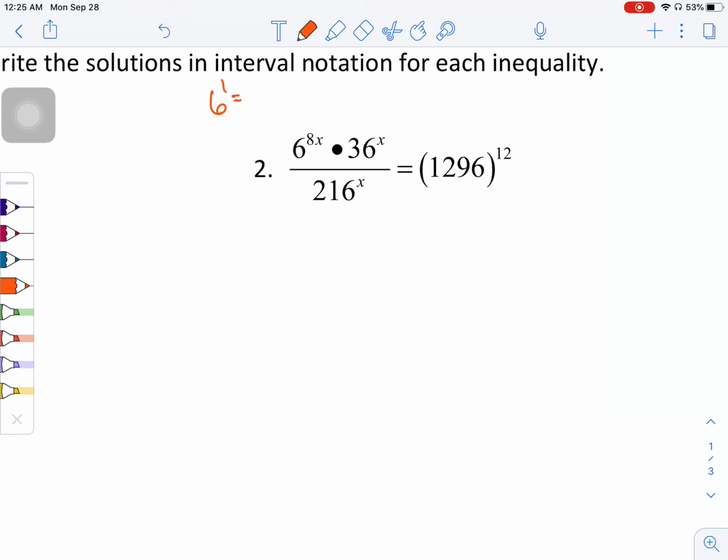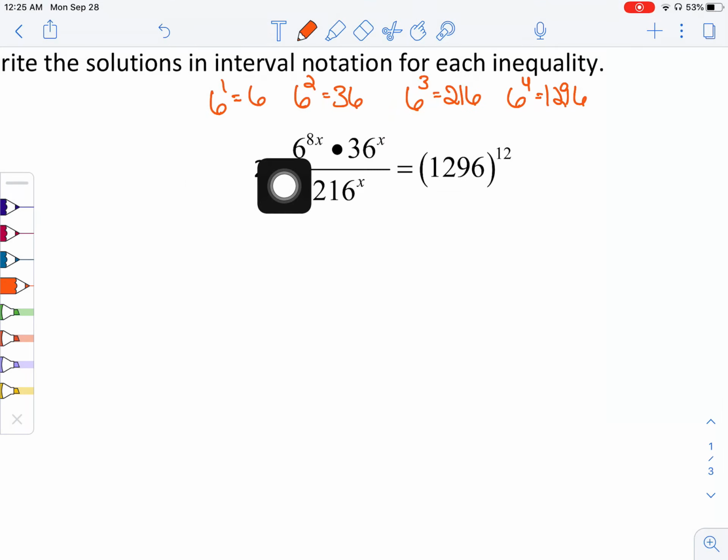So things I know. I know 6 to the first is 6. I know 6 squared is 36. I know 6 to the third is 216, and 6 to the fourth is 1,296. Feel free to play around with your calculator. What I would recommend is whatever your smallest base is currently, out of everything that you're given, try that one first. Okay? So let's do some replacement here.